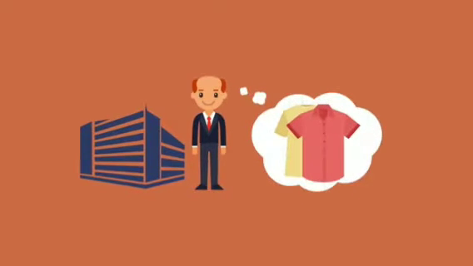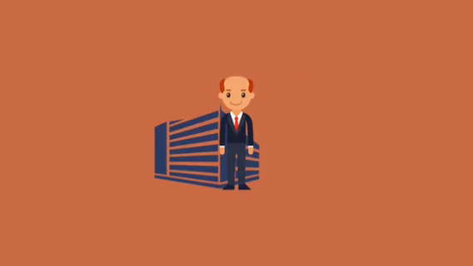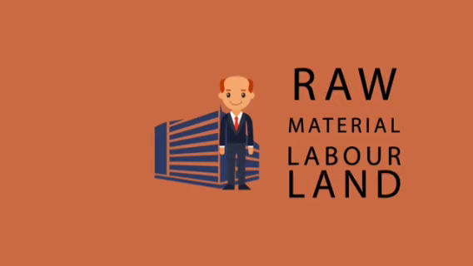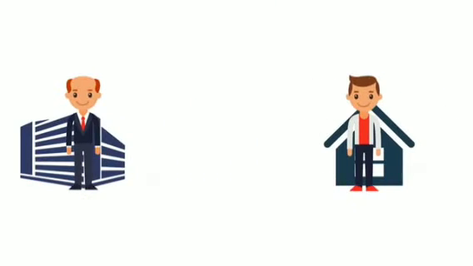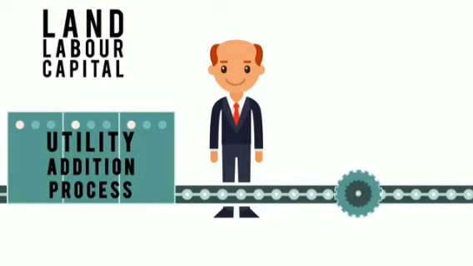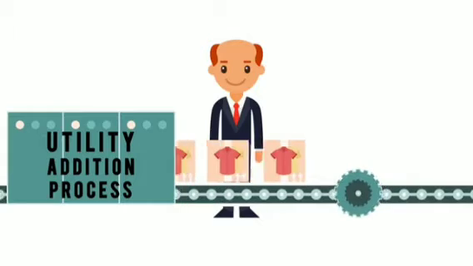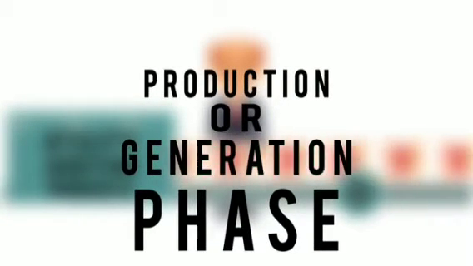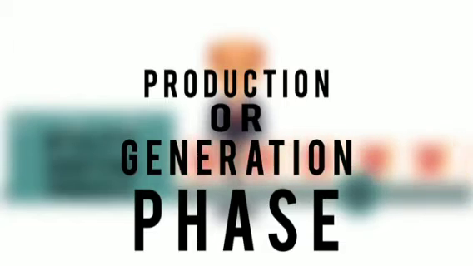For instance, let's say that the firm intends to produce t-shirts, for people to wear them. Now here the firm will need some inputs in the form of raw materials, labor, and land to set up the firm etc., which will be owned by households. Now the firm using these inputs adds value or increases the utility of the raw material and thus transforms it into a product. This is the production or generation phase, which is to do with the production of goods and services.